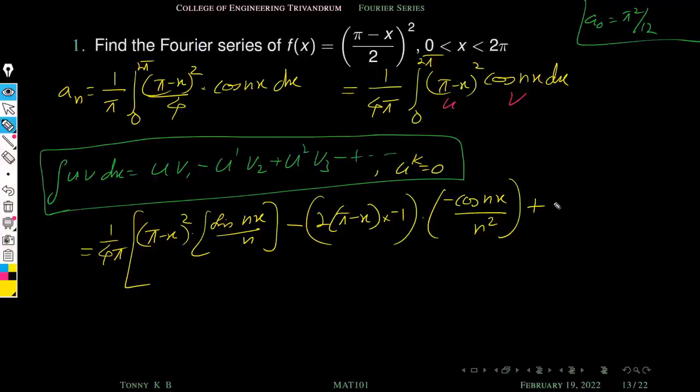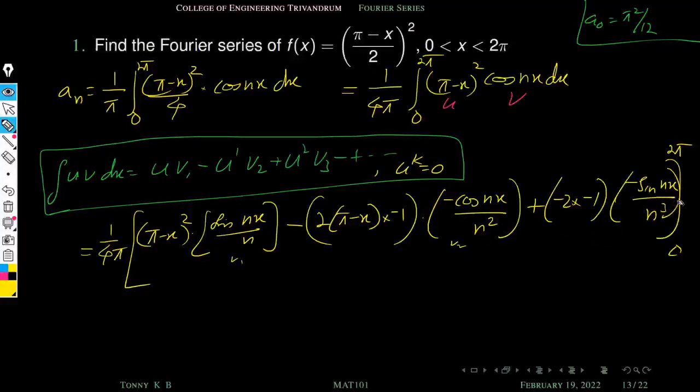Then plus the derivative of this term. Already minus 2 is there, so minus 2 into the derivative of pi minus x, that is minus 1. So this is our u2, into v3. v3 means the integral of v2. What is the integral of minus cos nx by n square? That is minus sin nx by n cube. And the limits are 0 and 2 pi.